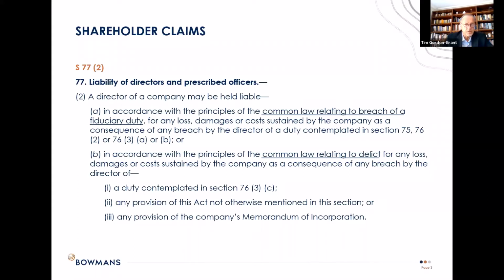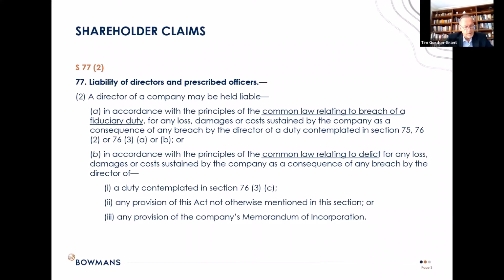Let's give you an example, which is on your screen. Section 77(2), the liability of directors. A director of a company may be held liable, and it sets out under the common law for breach of fiduciary duty, and it deals with common law intellectual rights. But in both instances, the section quite clearly says, sustained by the company. In the second line of section 77(2)(a), it says for loss, damages, or costs sustained by the company. Similarly, in subsection (b), loss, damages, or costs sustained by the company. And these courts have found that that section gives the company the right to seek recompense from a director who breaches this section. This section does not give a shareholder a right. It only gives the company a right.